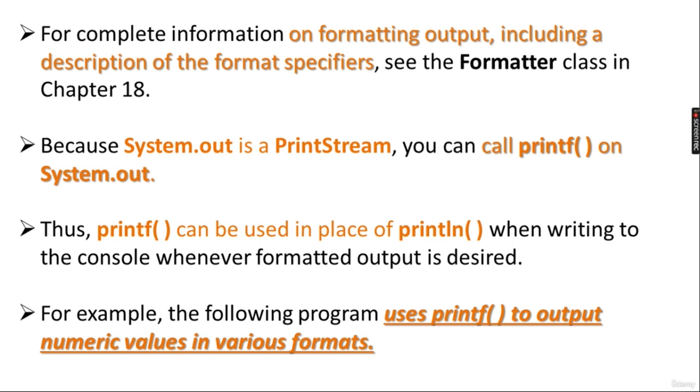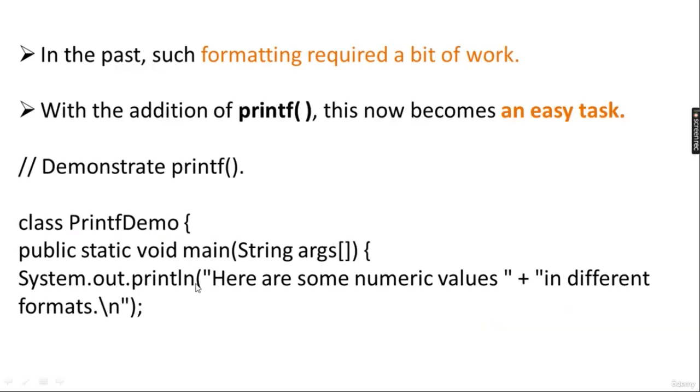Because System.out is a PrintStream, you can call printf on System.out. The printf can be used in place of println, when writing to the console, whenever formatted output is desired. So you can simply replace println with printf as and when needed. But it is after Java 5, not before that. If you are using a version of Java before JDK 5, you will not get this facility. For example, the following program uses printf to output numeric values in various formats.